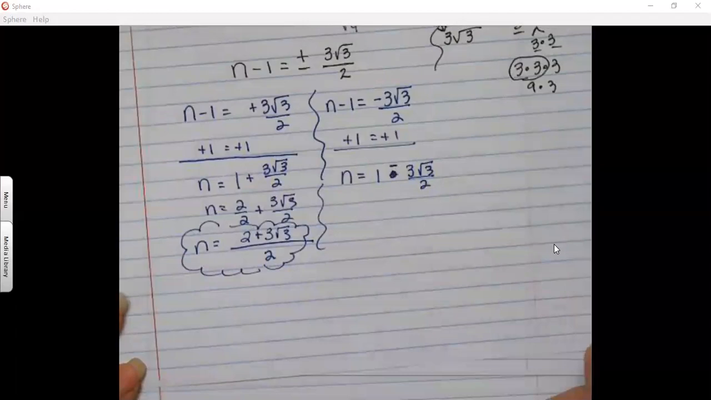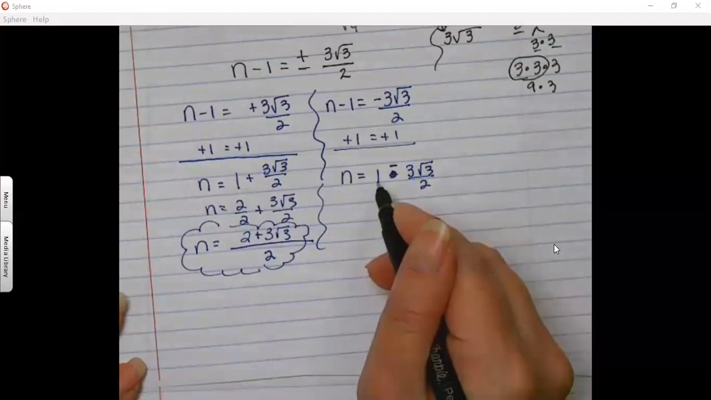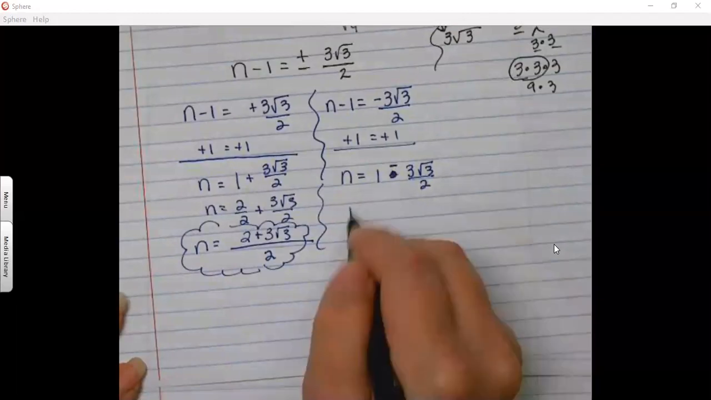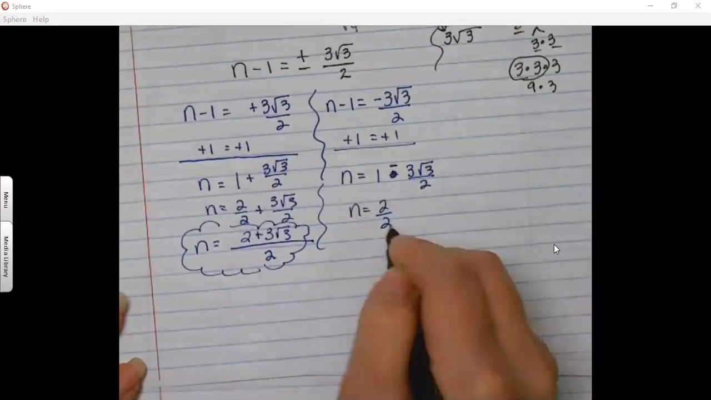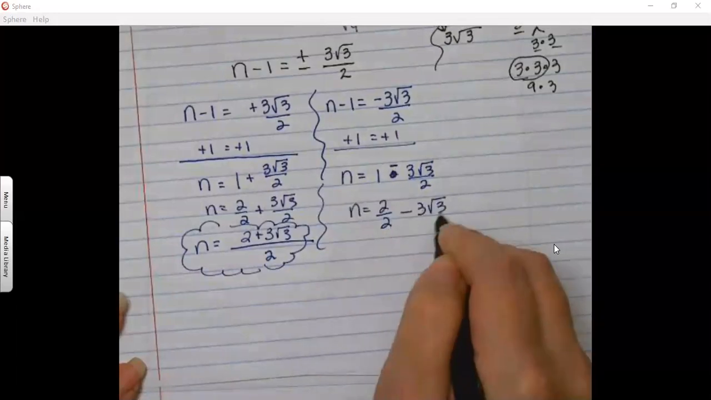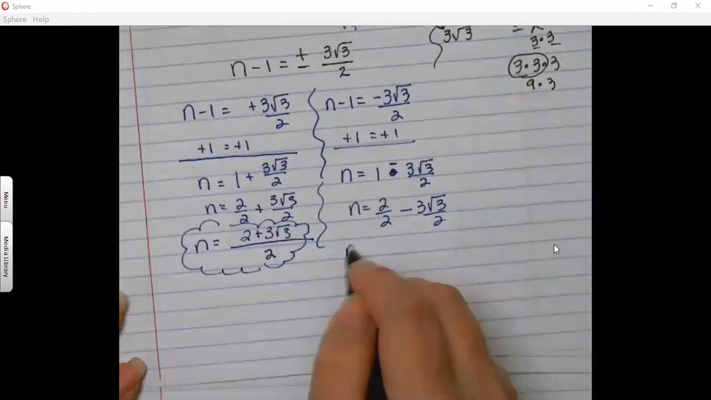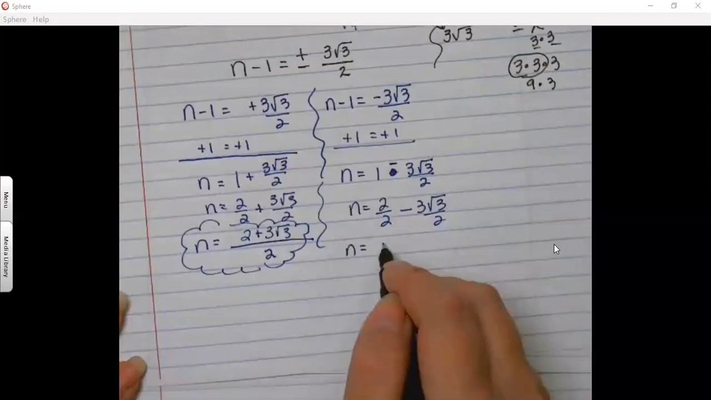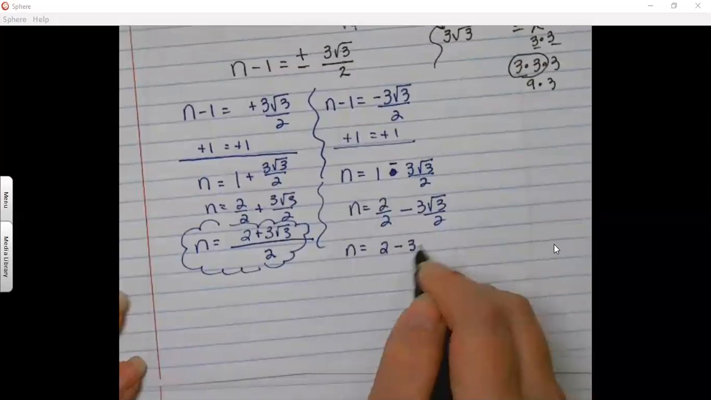I'm going to do the same thing I just did. I'm going to write it as 1 big fraction, but I have to turn that 1 into an equivalent fraction. So I will change 1 to 2 divided by 2. And then because they both have the same denominator, just like on the left side, it will be 2 minus 3 times the square root of 3 quantity divided by 2.